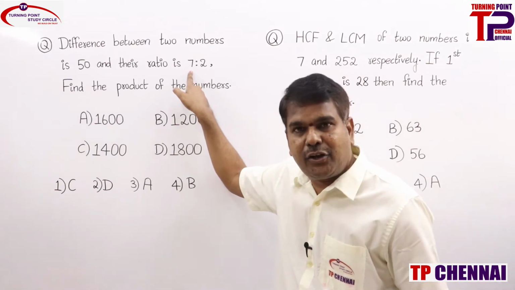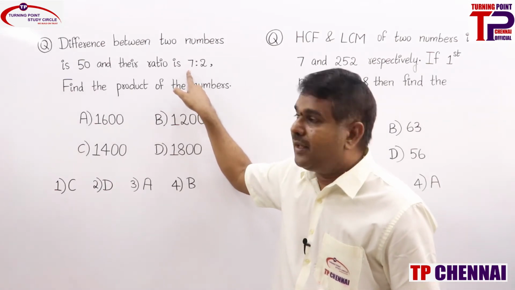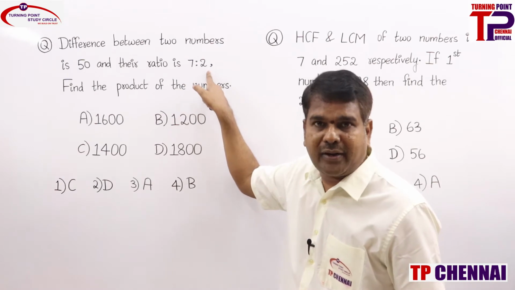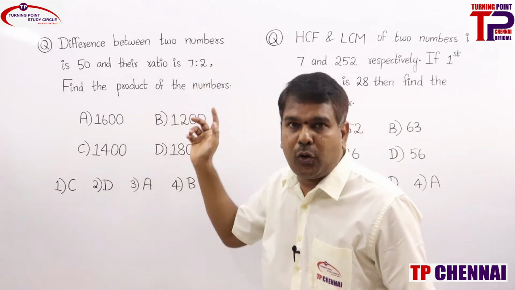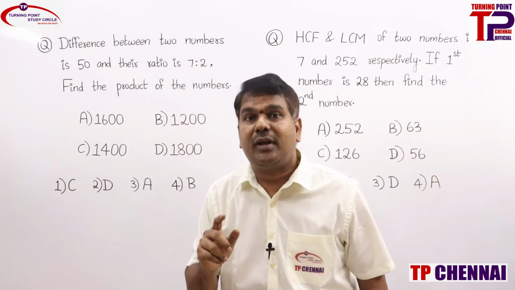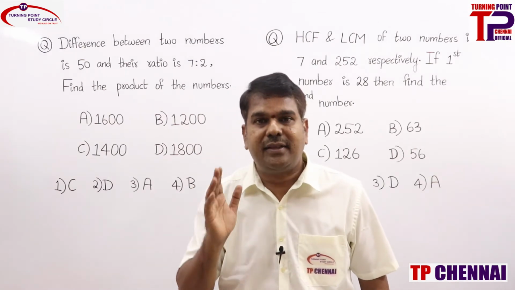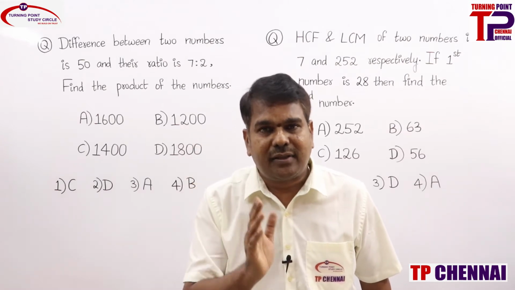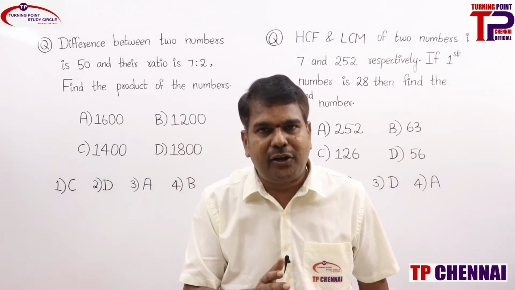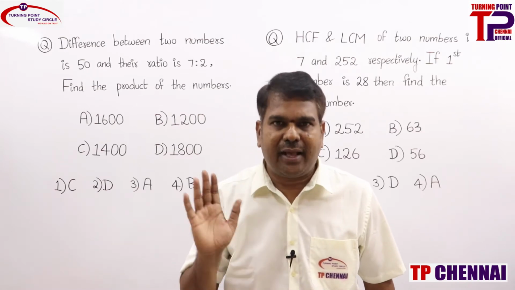7 parts. 7 into 10 means how much? 70. Second number is how much? 2 parts. 2 into 10, how much? 20. But what are they asking about? Product of the numbers. So 70 is the first number, 20 is the second number. What is the product? 70 into 20. How much is 70 into 20? 1400 is the answer. That's it.